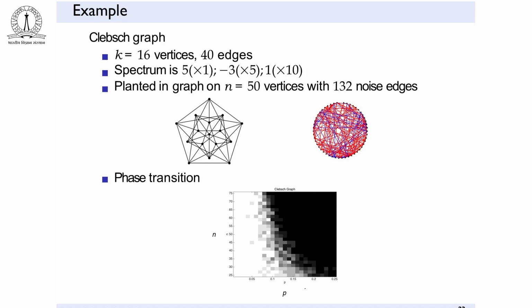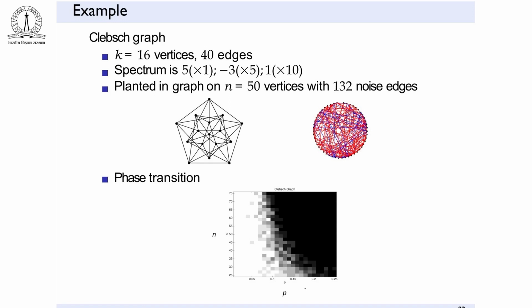The Klebsch graph has 40 edges. This larger thing has 130-something edges. What's special about the Klebsch graph is that it has 3 distinct eigenvalues. So even though it's a 16 node graph, and in general you should expect it to have 16 eigenvalues, it only has 3. That's what's special.